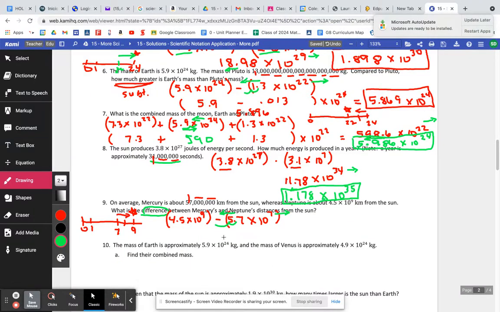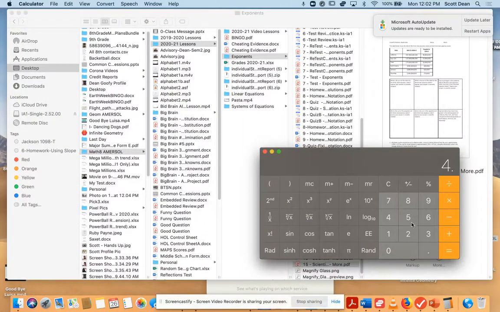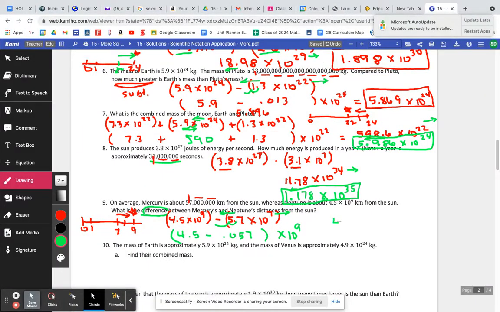So it's 0.057. This one is already a 9, so I'll leave it 4.5. And all of that was times 10 to the 9. That was my goal. So on my calculator, I need 4.5 minus 0.057. 4.5 minus 0.057 is 4.443. So there we have it, 4.443. Do nothing to the power, stays a 9, and we're between 1 and 10.